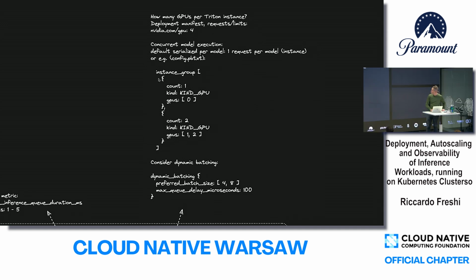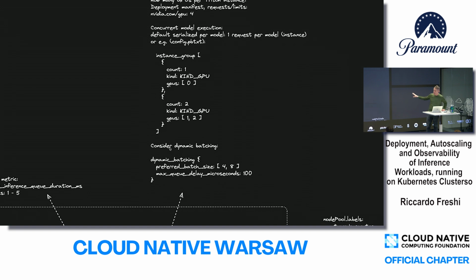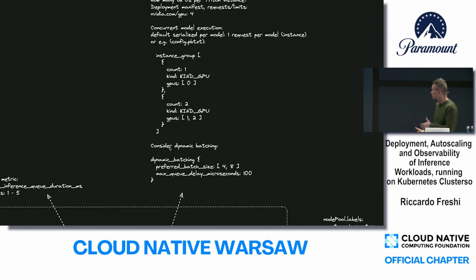There is also another parameter. I'm just going quickly through this. It is not used in the pattern, but in any case, you can enable dynamic batching with Triton, which is a way to group requests together so that you achieve higher efficiency.